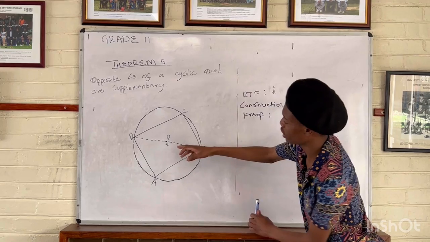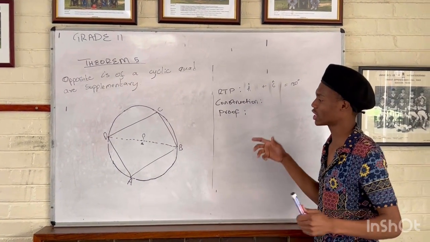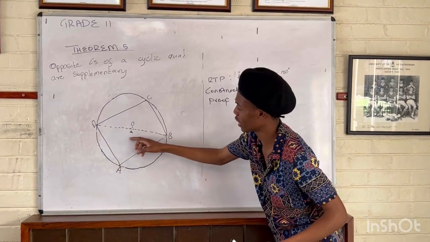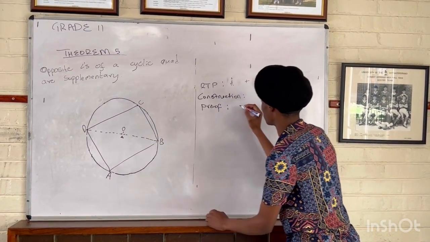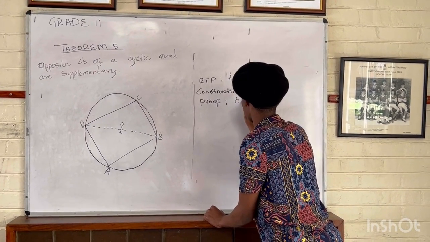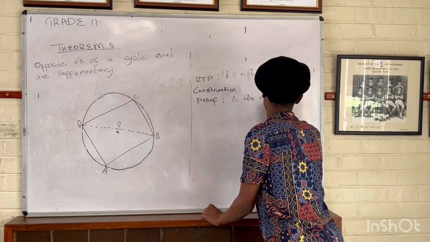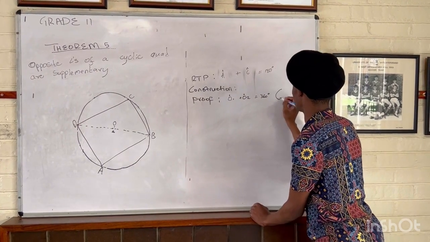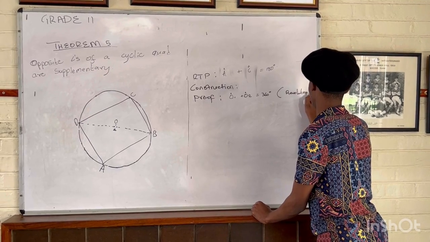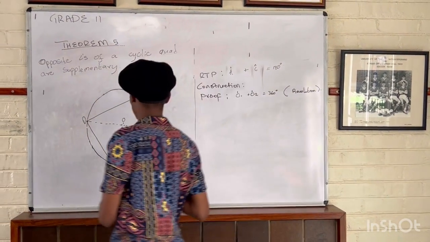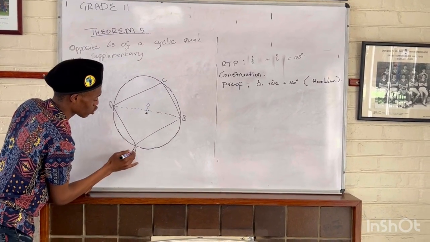Then we can say that angle O1 plus angle O2 is equal to 360 degrees. Reason being revolution, because these angles round up and give us 360 degrees. So let's write it down. You have to write the reason, and the reason being revolution.